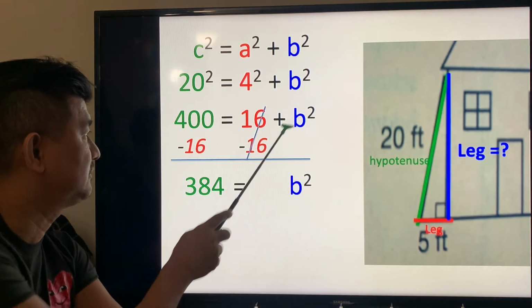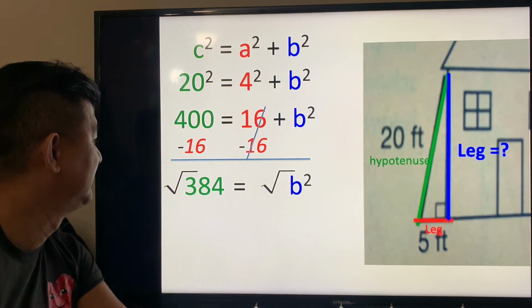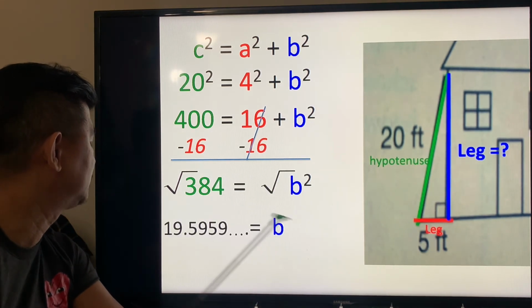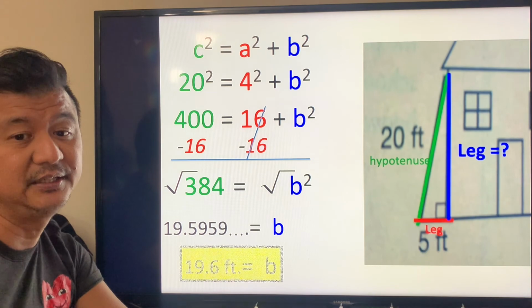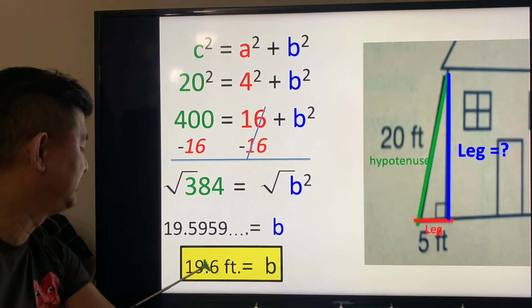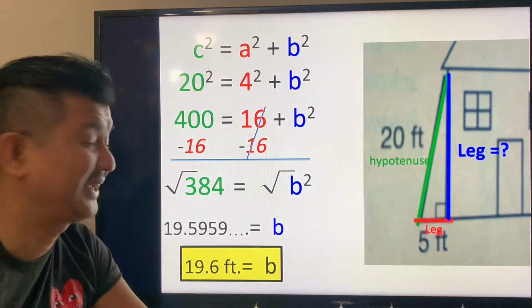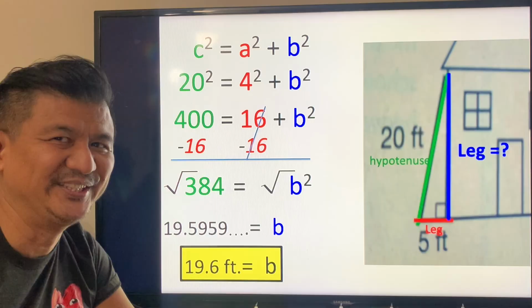That cancels out. B squared goes down. Square root on the left, square root on the right. And you'll have B is equal to 19.59. Round to the nearest tenth. This 9 will affect the 5. That makes it 19.6 feet. Okay, got it? Good.